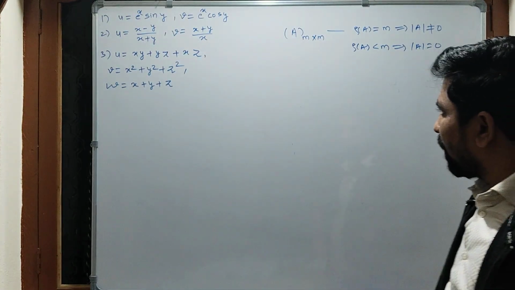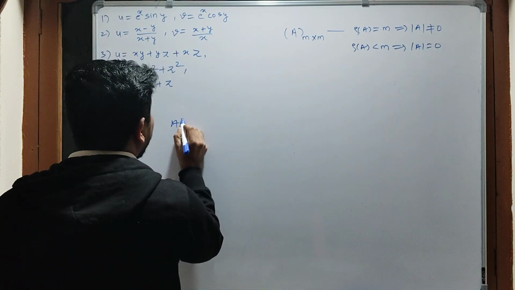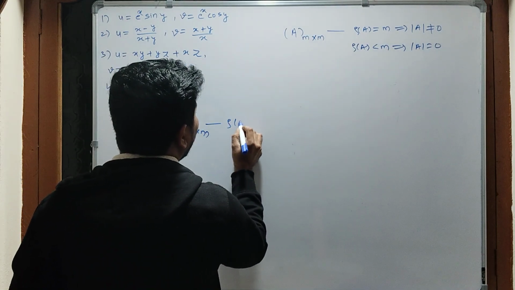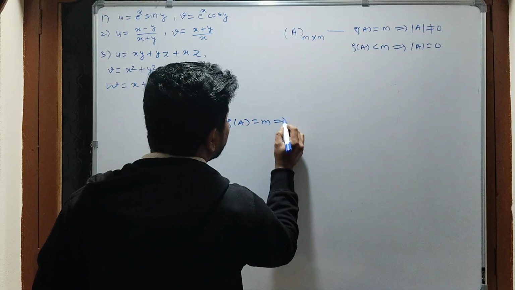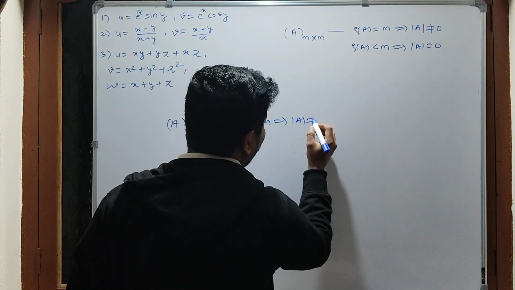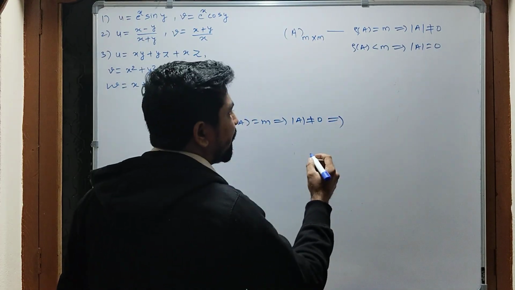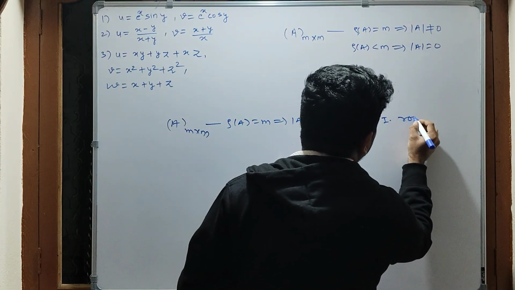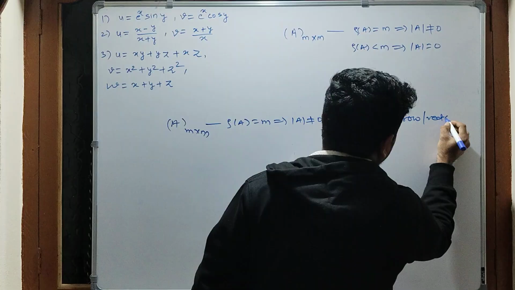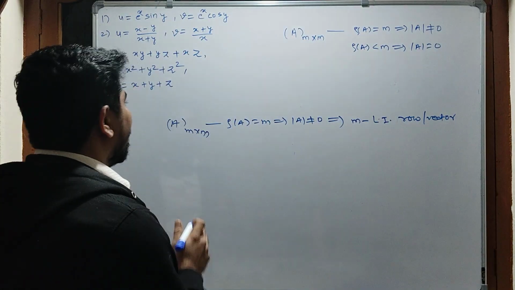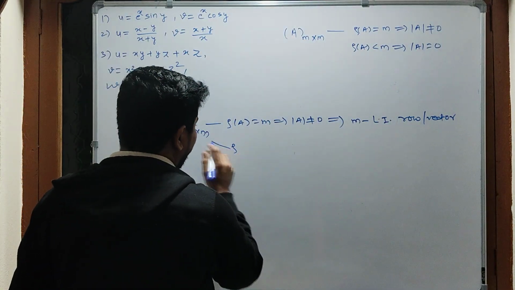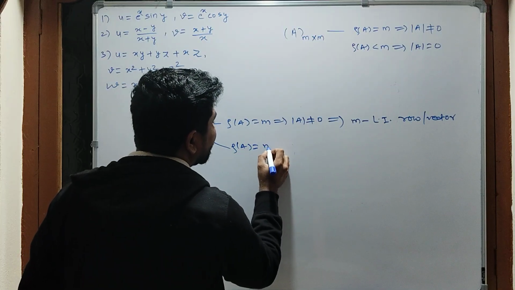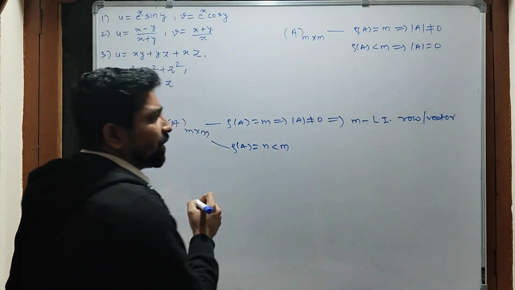So here this is your matrix A, an m cross m matrix. Here rank of A equal to m. This implies the determinant of your matrix is non-zero and your matrix has m linearly independent rows, or we can say vectors. Now here A is a matrix of order m cross m, and the rank of A is equal to, let's say, n, which is strictly less than m.